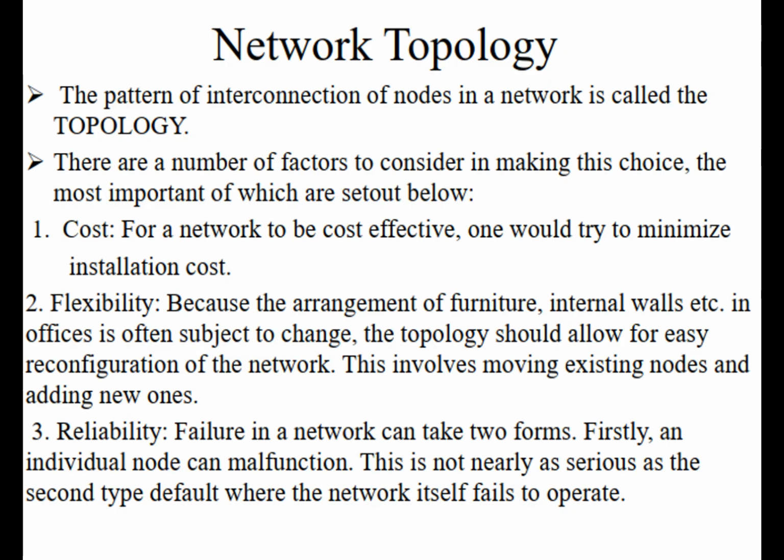3. Reliability. Failure in a network can take two forms. Firstly, an individual node can malfunction. This is not nearly as serious as the second type, default, where the network itself fails to operate.